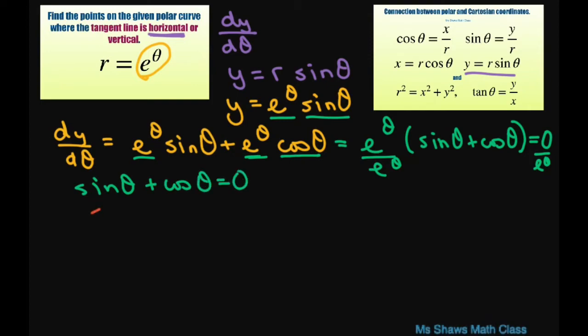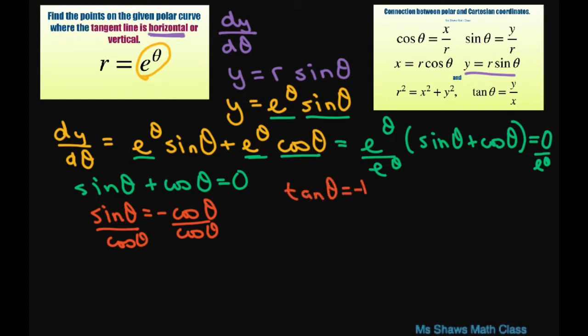Or you could say sine of theta equals negative cosine of theta. If you divide both sides by cosine, we get tan of theta equals negative 1. All right, now this is going to happen where theta equals negative pi divided by 4 plus n times pi. And n can be any integer.